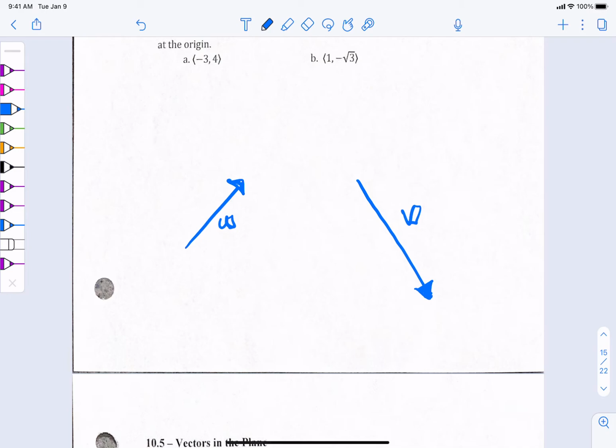What is the first one? Vector u. That's a u with a little bold face. Can we just put u? Sure, sure.